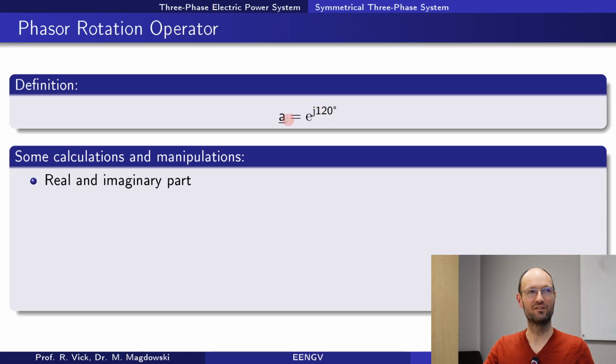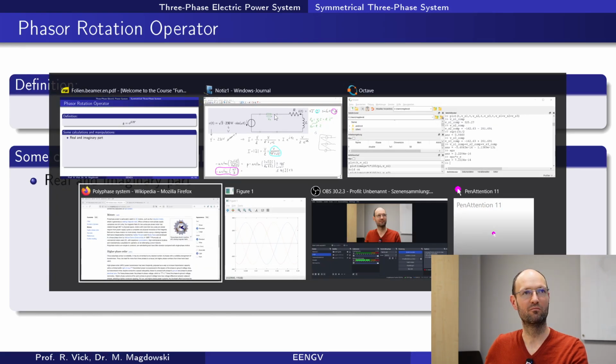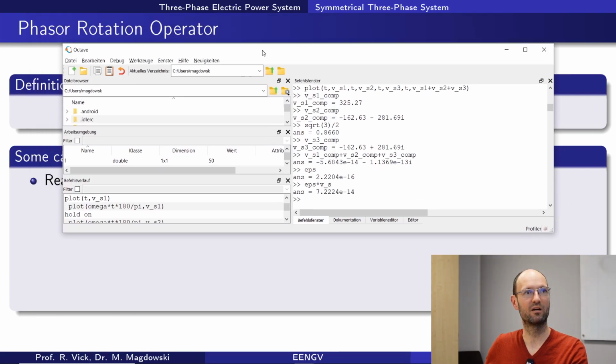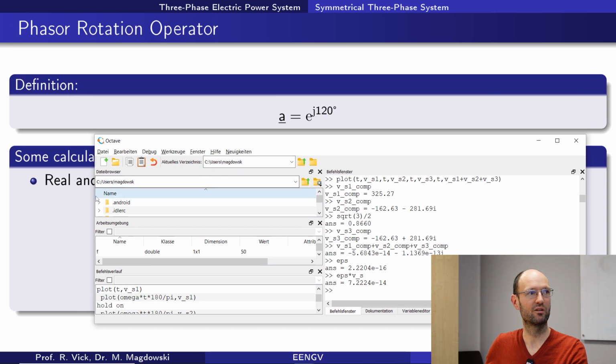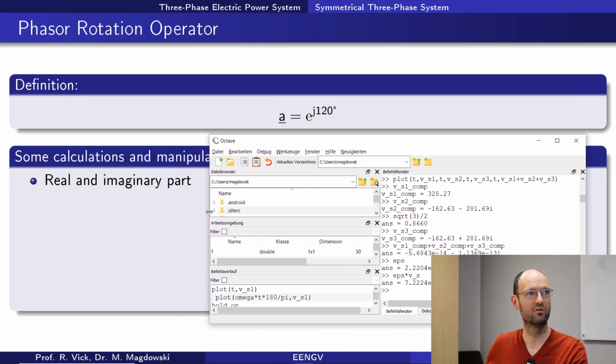But let's call this A. And it's called rotation operator. It's a complex number. It just does rotation. Rotation by 120 degrees. So yeah, what we can calculate from our phase operator there. So I will try to move my Octave window here a little bit to this side.